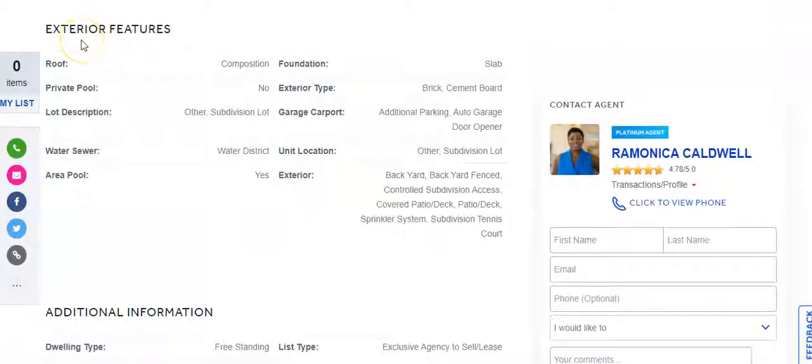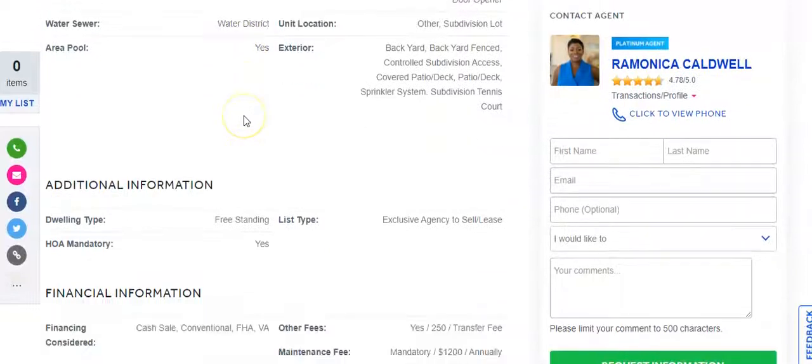The exterior features are going to be talking about what's outside of the house. So you want to read these and make sure you have a thorough understanding of what's offered. Like if you're looking for a pool in a neighborhood, you want to read here to see if the community has a private pool or if there's an area pool. So you just want to read all of these things, especially if you need to have a backyard. You want to make sure you're in a gated community. A controlled subdivision access usually means that it is a gated community. So you just want to read all of the exterior features and you want to read all of the interior features.